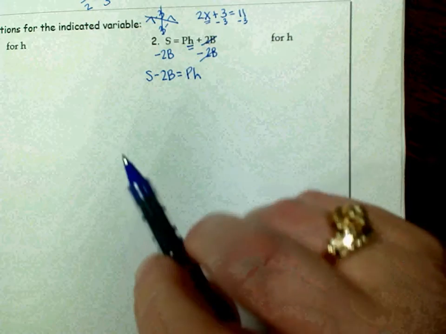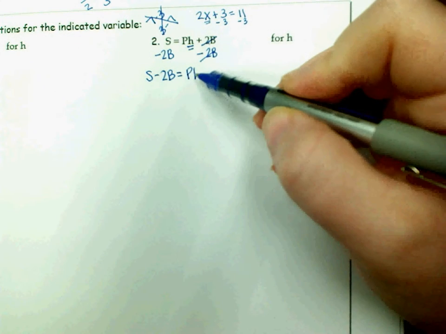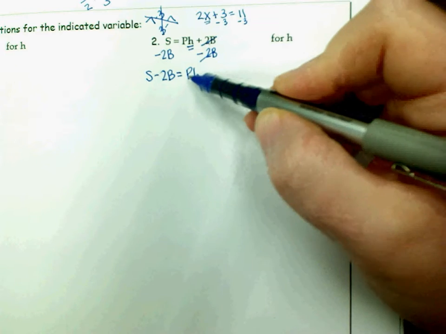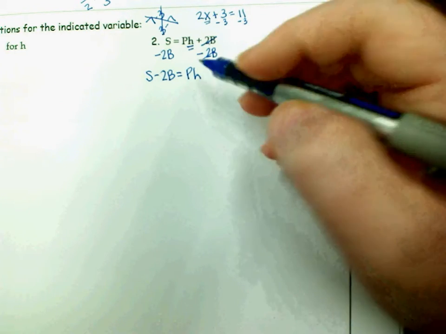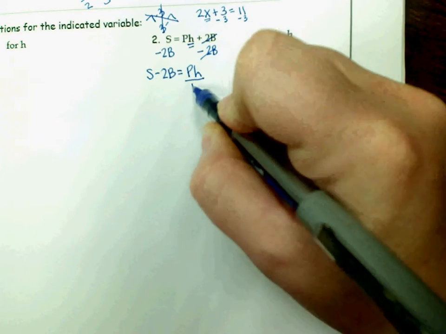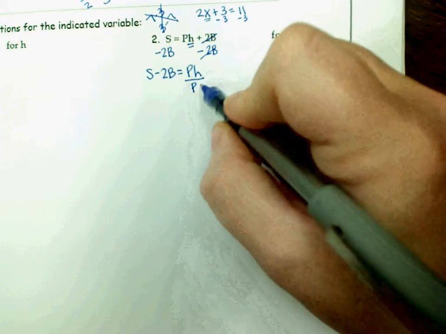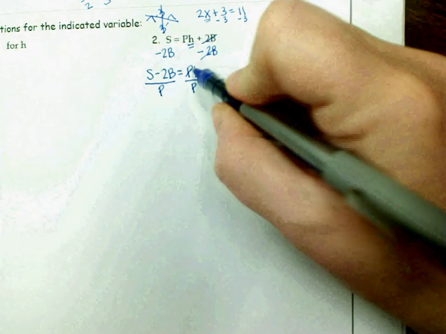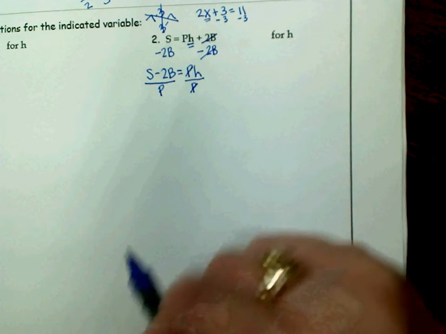So now to get h by itself, I only need to get rid of the p. And remember, what operation is that? That's multiplication. So what undoes multiplication? Division does. So I'm going to divide by what I'm trying to get rid of, which is just the p. And I have to keep it balanced, so I'm going to have to divide this entire side by p as well. So a number divided by itself is 1, so those p's cancel, and I have h by itself.